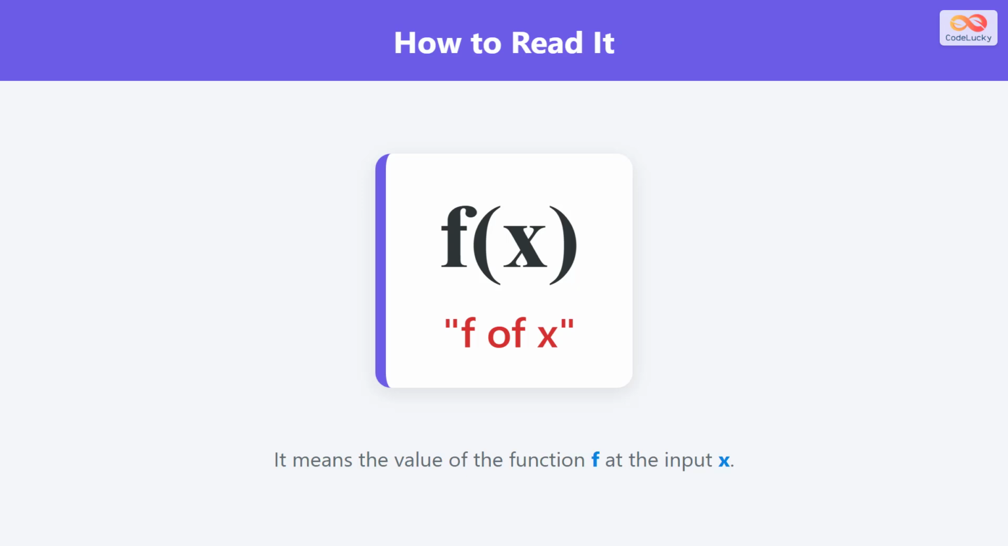Now, let's look at the notation. When you see the letter f followed by x in parentheses, we pronounce this as f of x. It does not mean f times x, it is a shorthand way of saying the value of the function f at the input x. Think of it as the name of the answer you get when you plug x in.